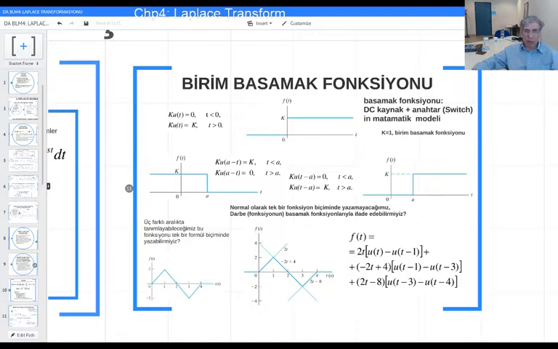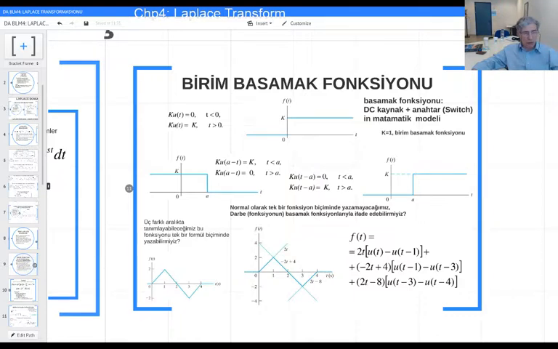We can play with that function, saying that if you replace t with t minus a, that means you move or shift your function to the right hand side. When there is a minus here, that shift becomes to the right hand side. We have seen similar things in the sinusoidal functions related to the angle that we add.